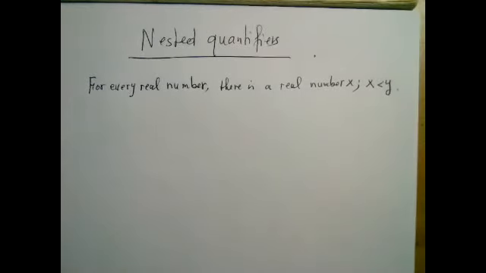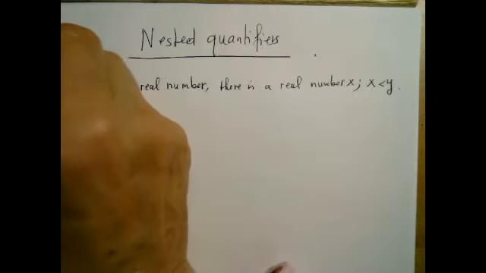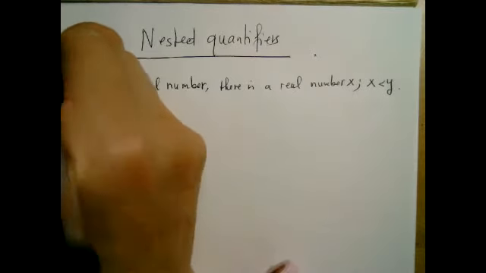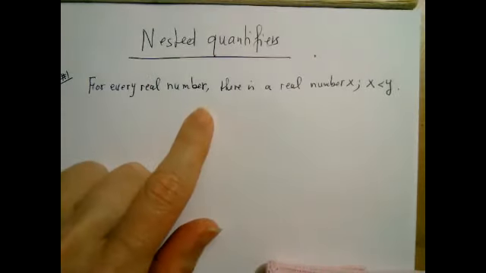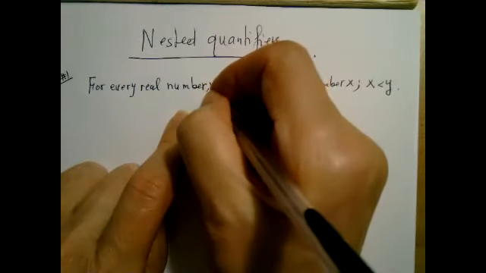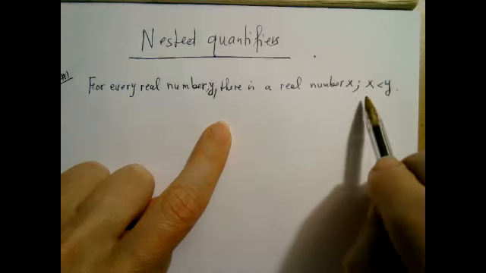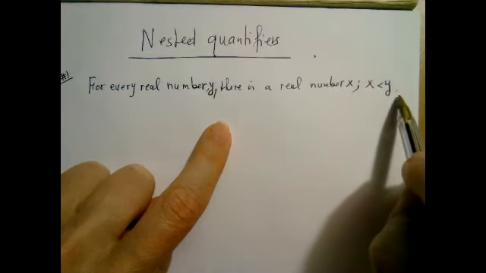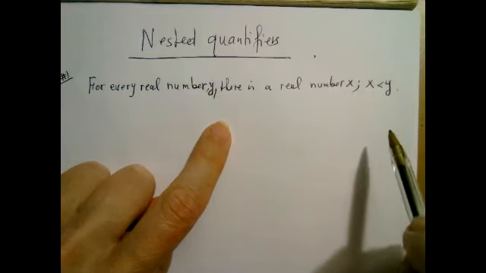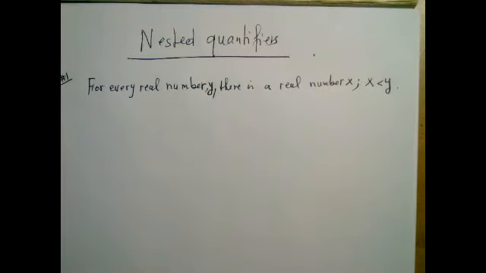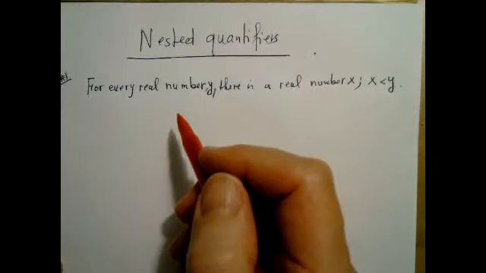I want you to write it for yourself, and I want you to read this. So for every real number y, there is a real number x such that x is strictly less than y. I want you to write it using quantifiers. And then, is this statement true? Is the statement false? What makes sense out of it?